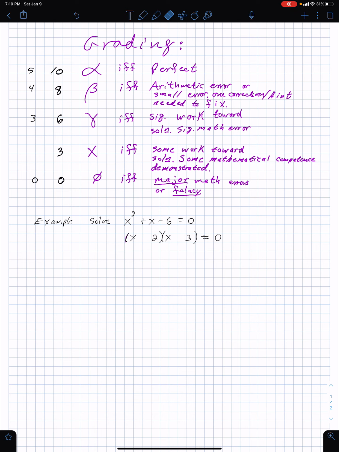Okay, so then the next level might be this. So you factor it, and let's say you factor it correctly. This should be a plus, and this is a minus.